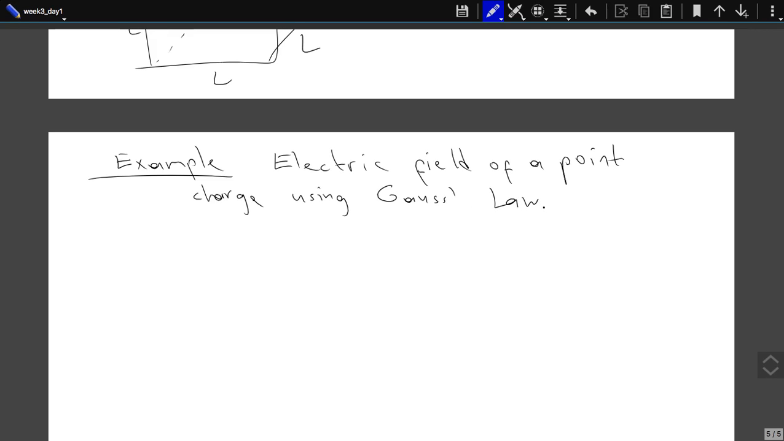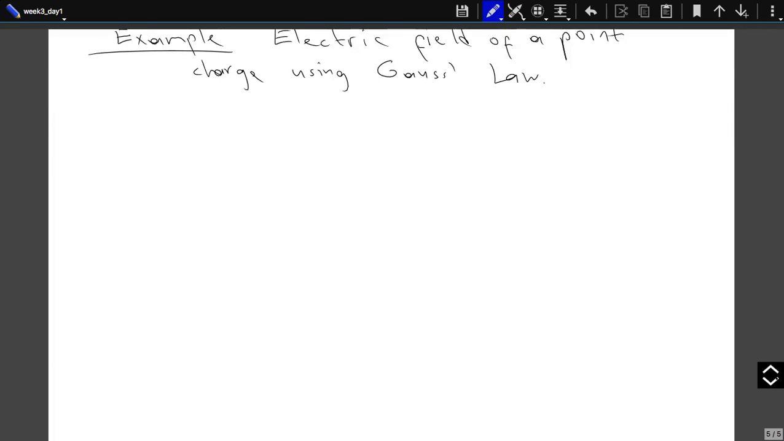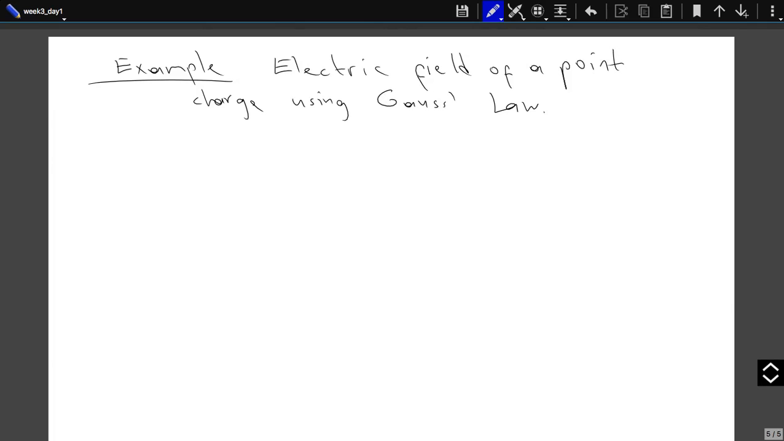Now we already know what the electric field of a point charge is, but the idea is how can we obtain that using the Gauss law? Intuitively, let's say we have this plus Q charge somewhere in space, and we want to use the Gauss law to determine the electric field everywhere.